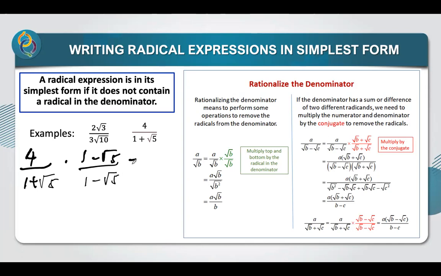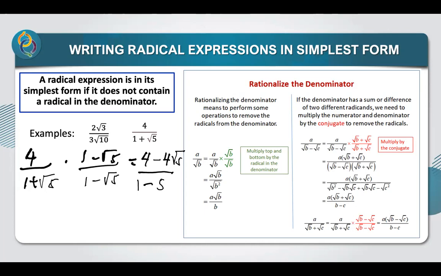So what will happen there? Now we can distribute the 4. So 4 times 1 is 4, minus 4 square root of 5, divided by, then what do we do? We square the first term, 1 times 1, that's a 1. Square root of 5 times square root of 5 is 5. That's a minus, right? So 1 minus 5.